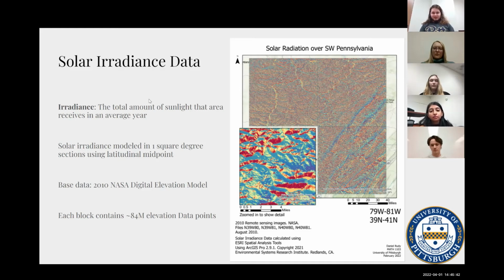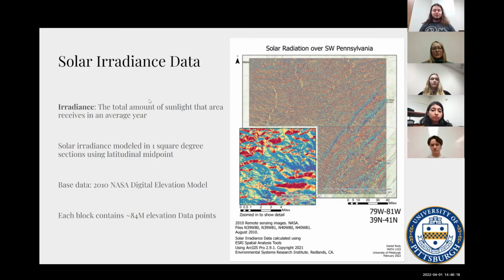So what you're seeing is some analyzed data that we got from NASA. We have elevation in 1 degree latitude by 1 degree longitude sections, and approximately 84 million data points in each of those sections, which we ran a solar model over. This essentially gives us the map that you see on the screen, which is a model of the amount of solar irradiance, or sunlight, that each pixel gets over the course of a normal year. You can see from blue to red, it shows the least to highest solar irradiance.